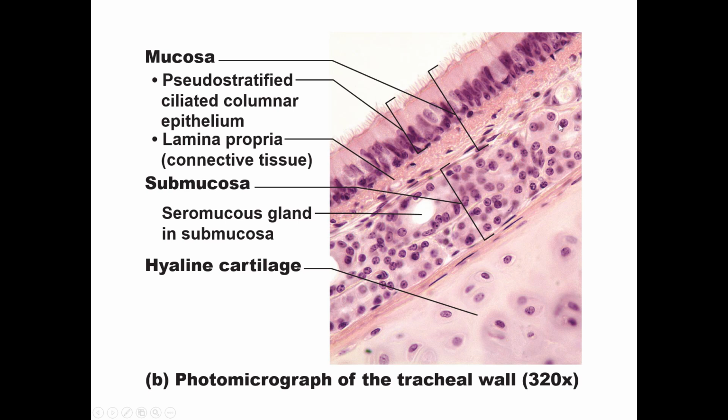Now the submucosa is going to have a bunch of seromucous glands. Guess what they make? It's in the name. They make a lot of mucus. So not only do we have the goblet cells making mucus, we also have the seromucous glands making mucus to help trap that particulate matter that might be going around through here.